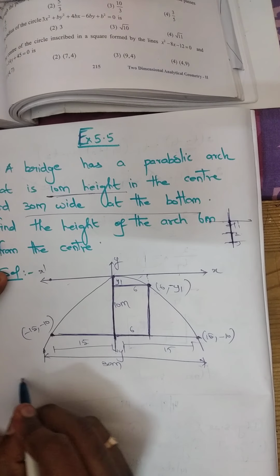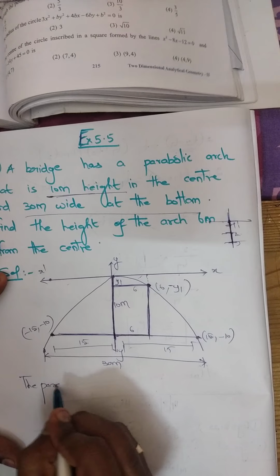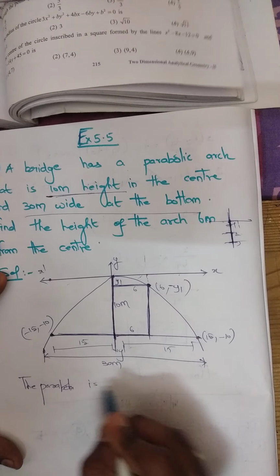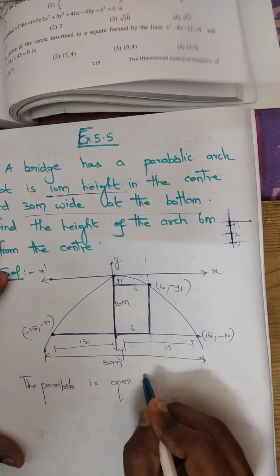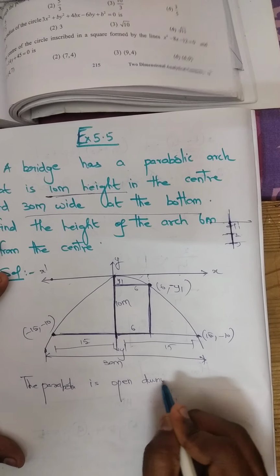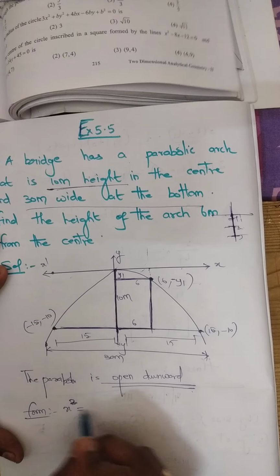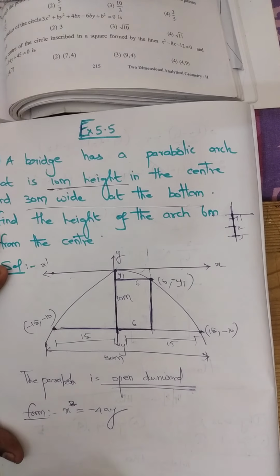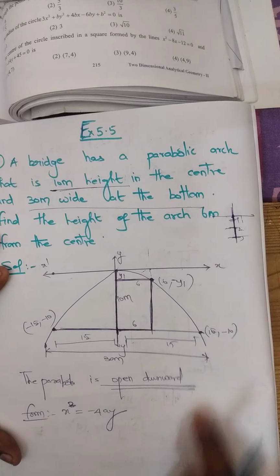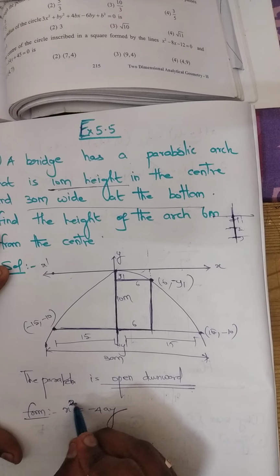The parabola is open downward. This is a very, very important line. As the parabola is open downward, what is the form? The form is x square is equal to minus 4ay.